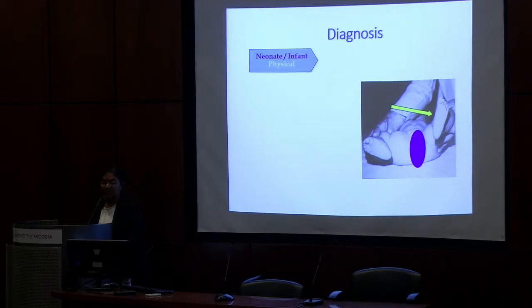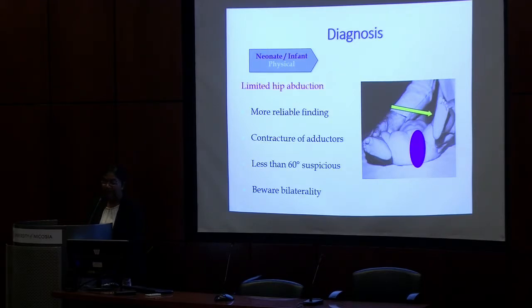One of the most reliable findings is limited hip abduction. And if you, in an infant, if you find that there's less than 60 degrees of abduction, you should be suspicious. Or if there's asymmetry, that should also make you think that you need to investigate something further. But again, you should be aware of bilaterality. You know, they can be symmetric, but still limited. So symmetry by itself can throw you off. So always make sure you're looking at how much abduction they have as well.